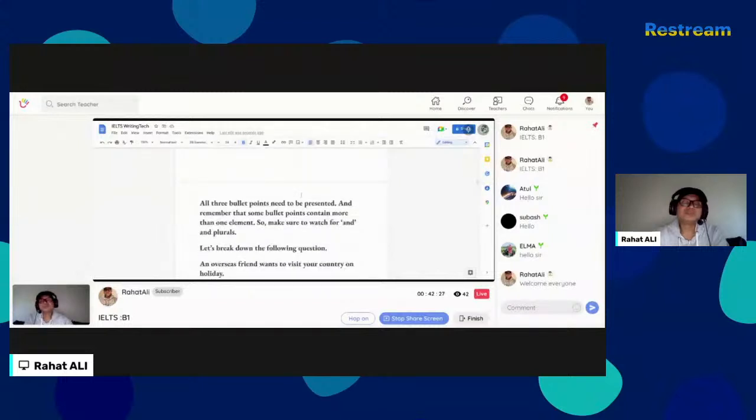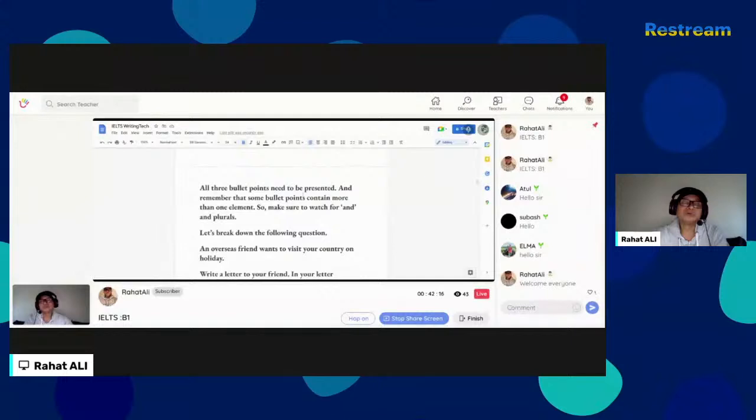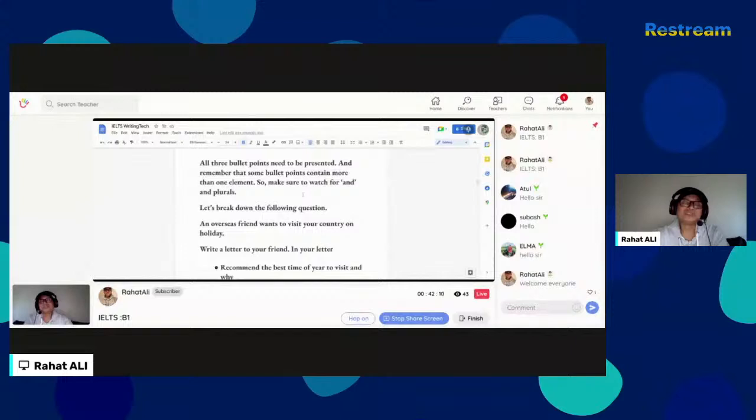All the 3 bullet points need to be presented. And remember that some bullet points contain more than one element, so make sure to watch for plurals.